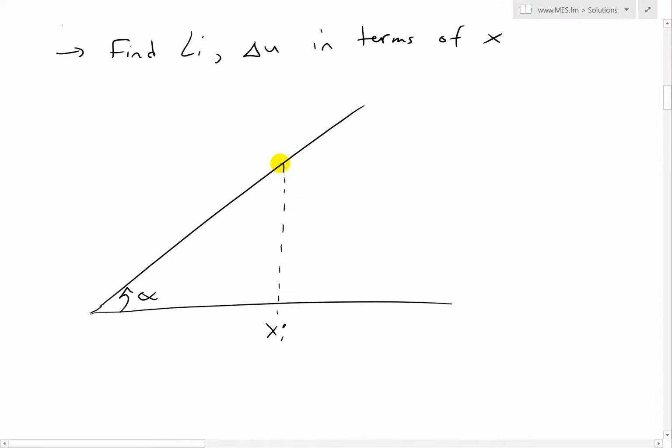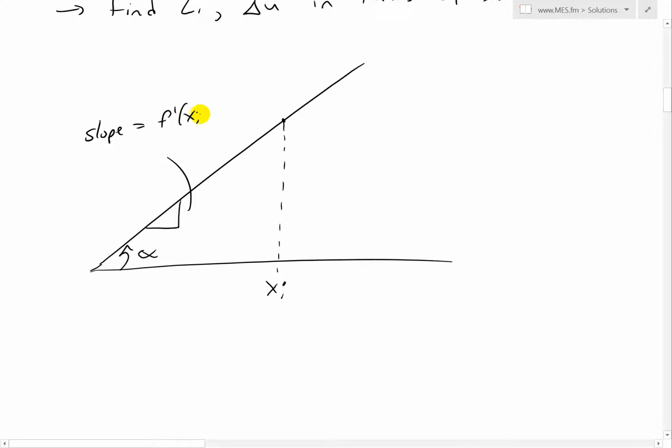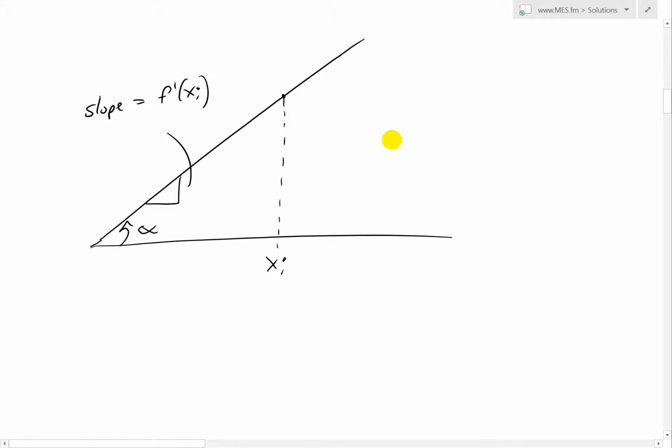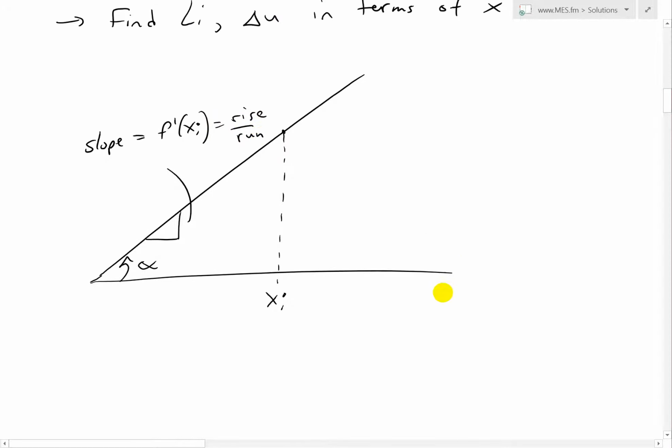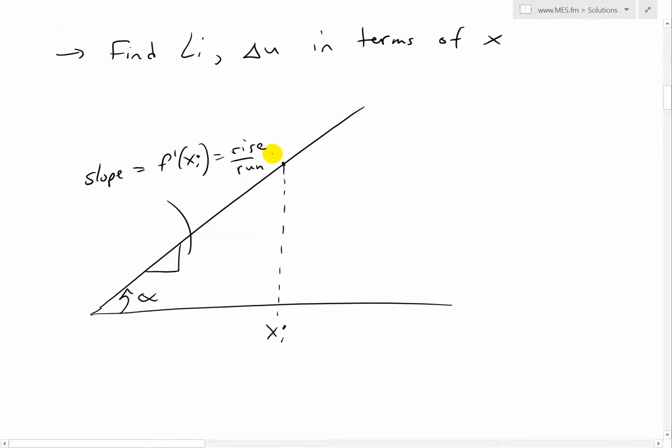Since this is tangent, the slope of this line is going to be the derivative at this point. The definition of the derivative is just the instantaneous slope at any point. It's always changing for whatever x is, but at this point the slope equals f prime of xi, and the slope is just equal to rise over run, which is the same as tangent since we have an angle.